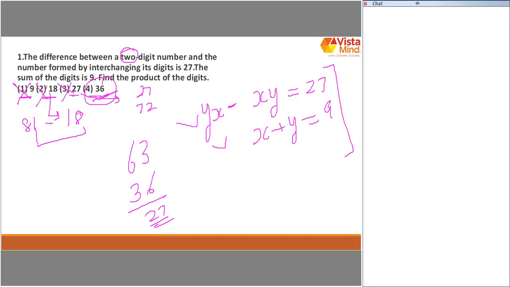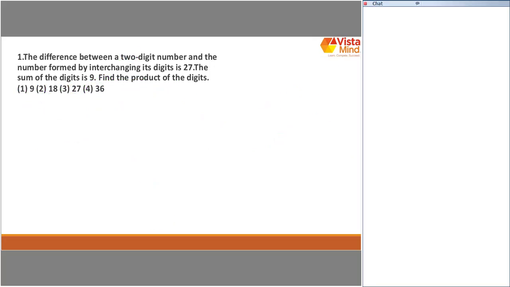You can say that. Find the product of the digits. Yes, yes. Again, my mistake, guys. Just give me a second. Okay, how to go about this question then?